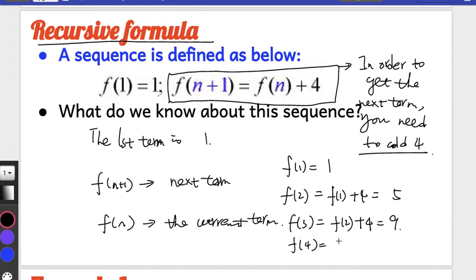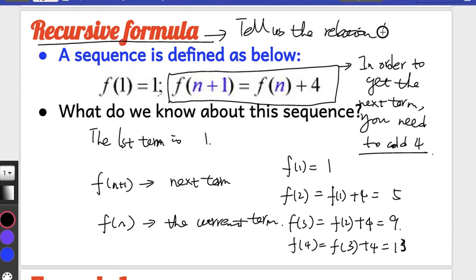Continue doing that. So the fourth term is going to come from the third term, because the third term plus 4 is equal to the next term. So the recursive formula is always telling us the relation between two consecutive terms. That's the most important thing we get from the recursive formula. In order to get the next term, we always need to find the previous term.